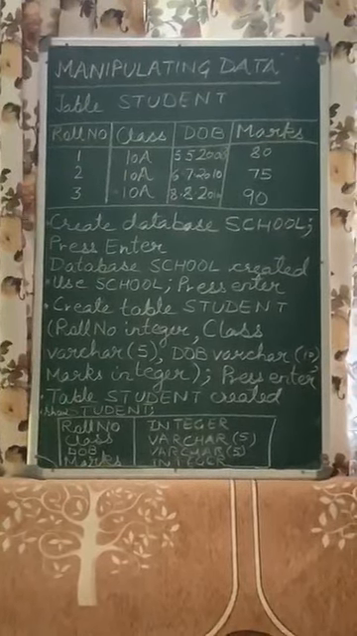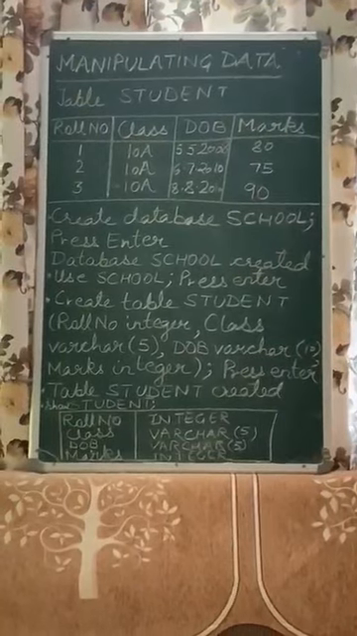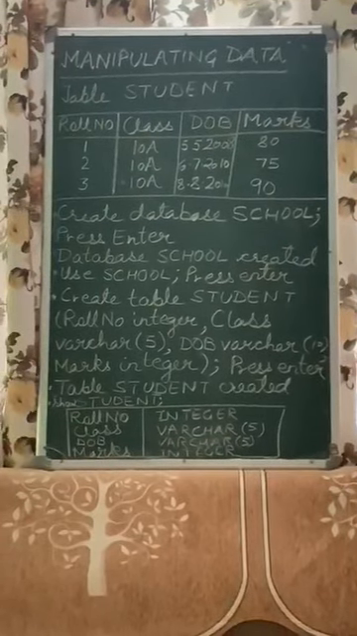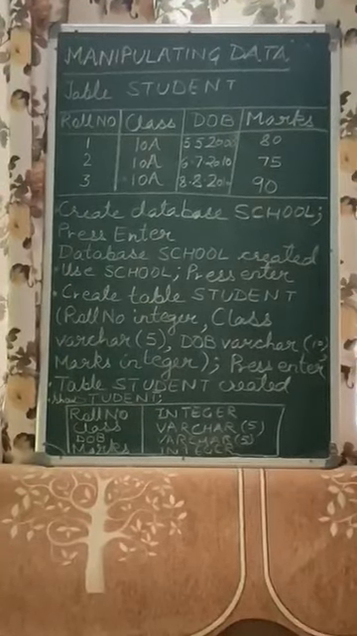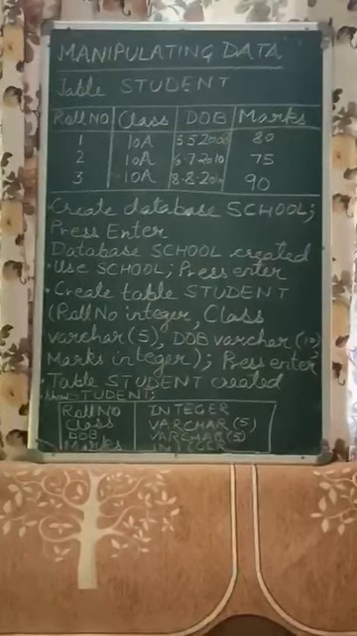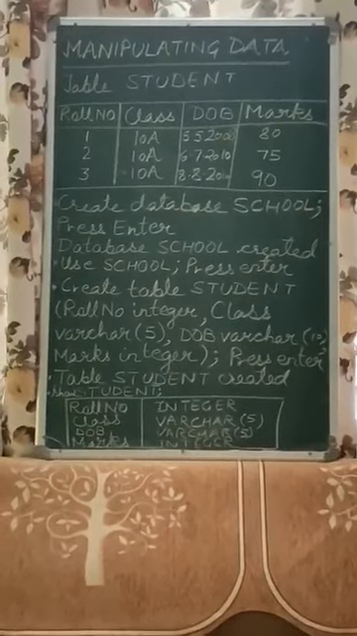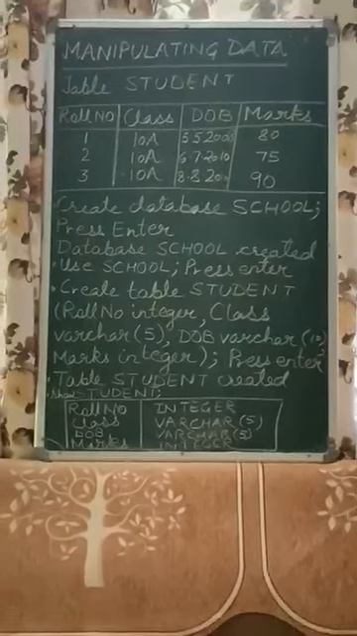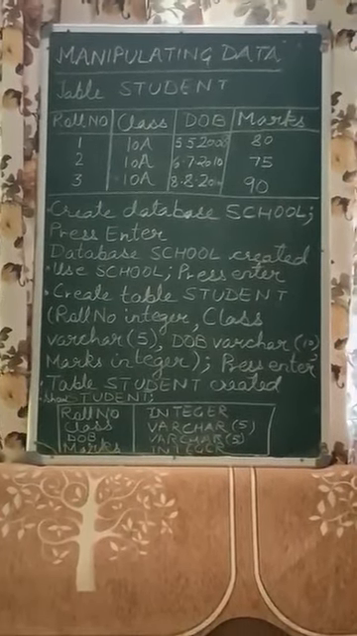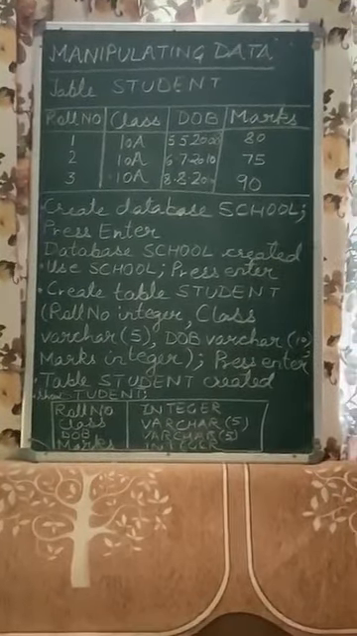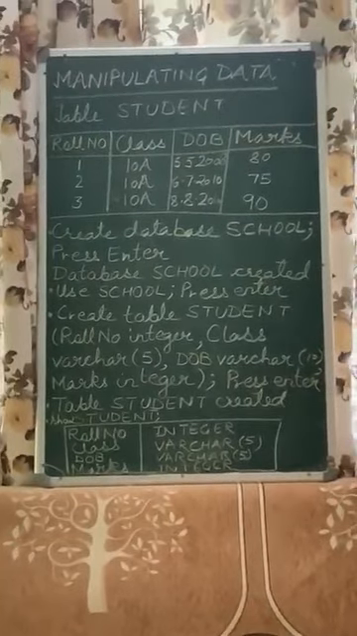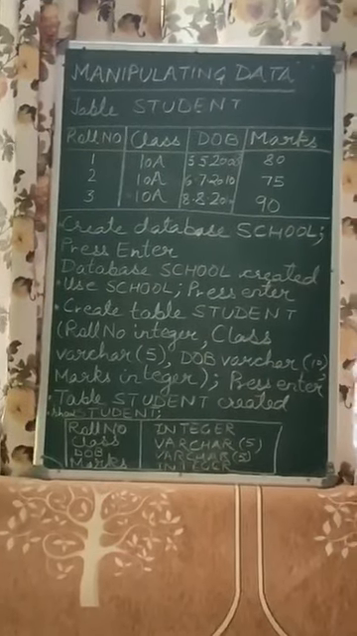Similarly, if we talk about the column names, in roll number R is capital, N is capital, in class C is capital, date of birth the entire thing is capital, and in marks M is capital. So here you need to be specific with the case: whatever the name of the column is in the table, you will be using that.